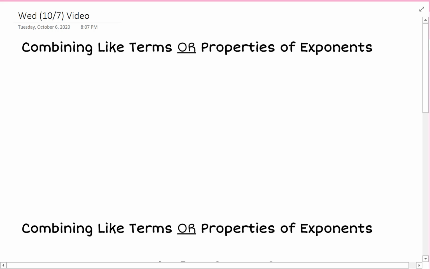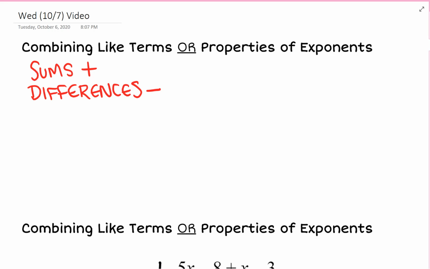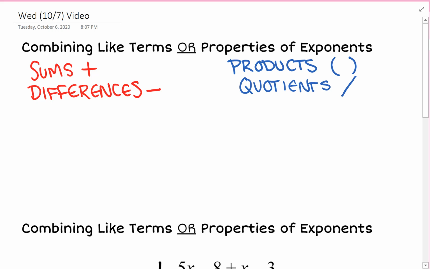Today we're going to determine whether a problem requires us to combine like terms or to use properties of exponents. Combining like terms involves sums and differences. Properties of exponents involve products and quotients. An example of an expression that requires us to combine like terms would be 6x plus x plus x squared.